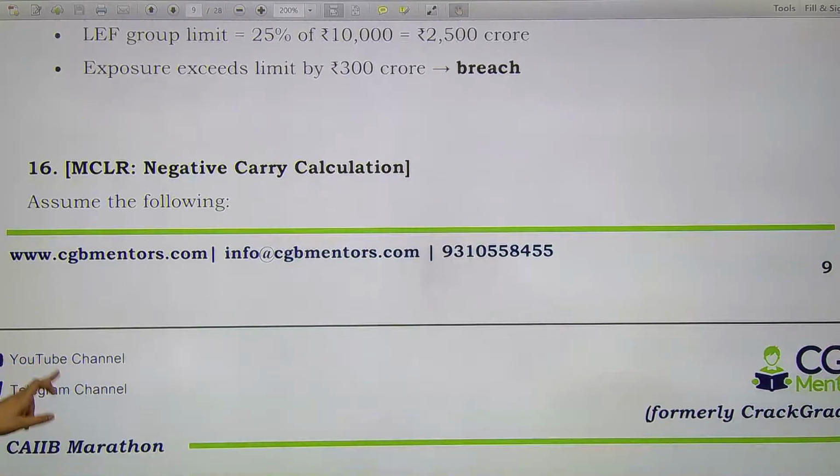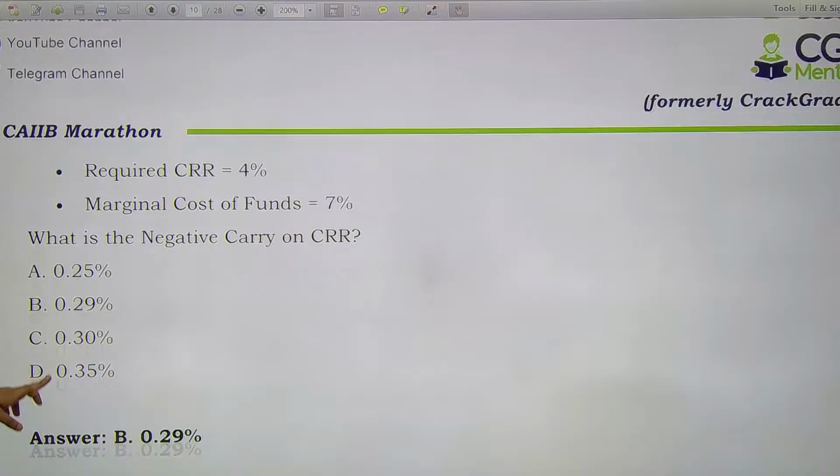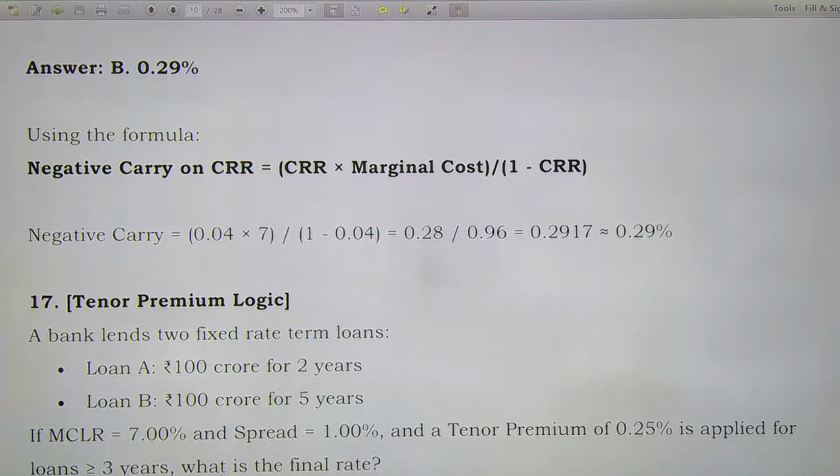Now, question number 16, you have to calculate the negative carry on CRR. Required CRR is 4%, marginal cost of fund is 7%. So, you have to apply a formula directly. Negative carry is going to be CRR multiplied by marginal cost divided by 1 minus CRR. So, CRR percentage is given, marginal cost is given, again divided by 1 minus 0.04 and you will get your answer.